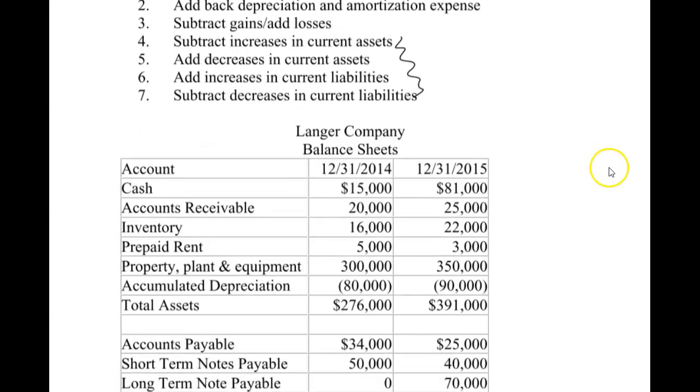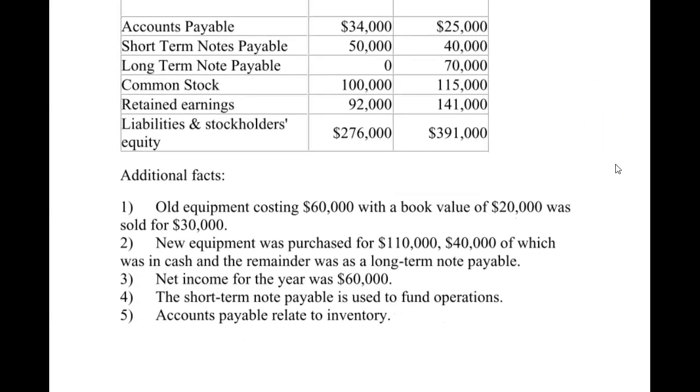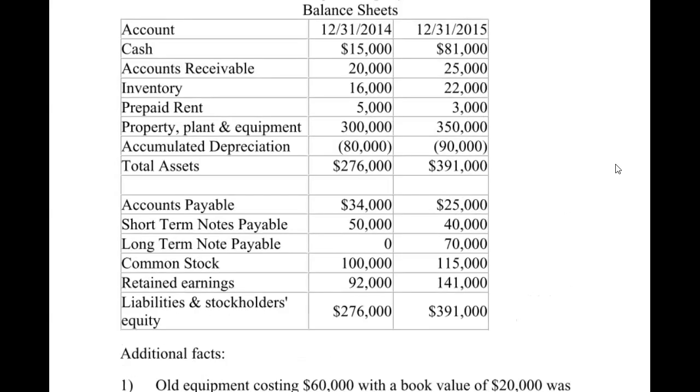When you're doing an indirect method problem, you basically have to have a balance sheet, and then it's going to give you some additional facts down here. Let's not worry about the additional facts yet. Let's just go through here.